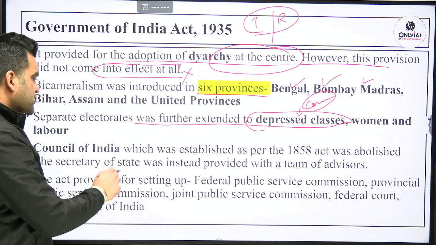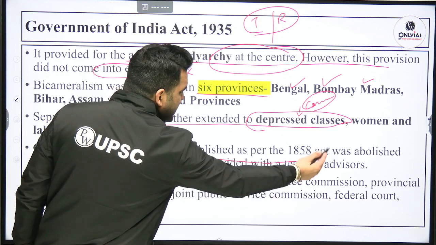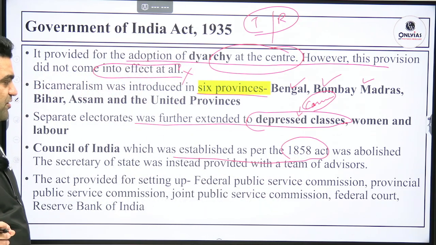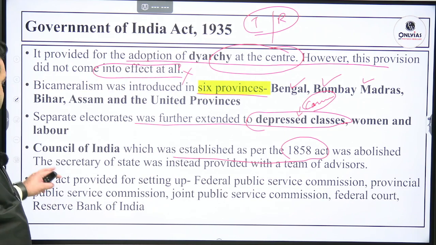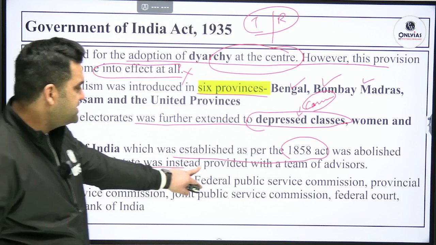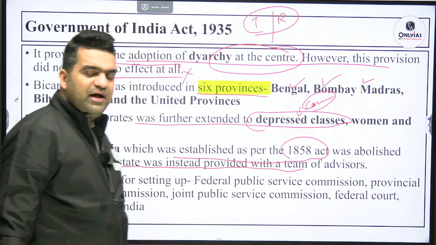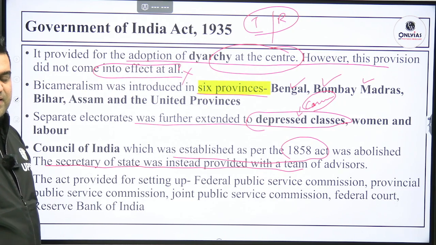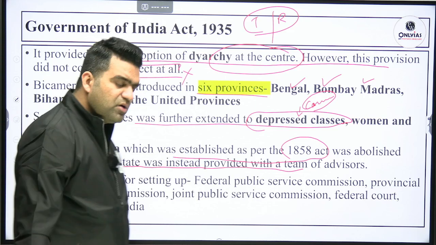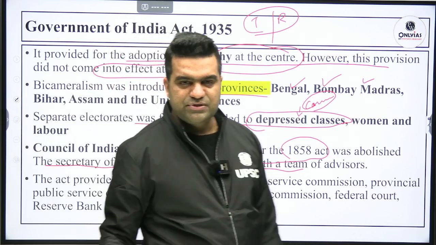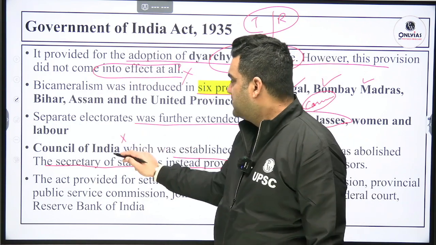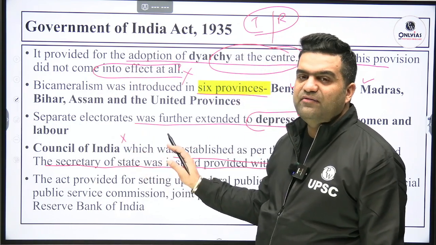Done. Council of India, which was established as per the Act of 1858, was abolished. The Secretary of State was instead provided with a team of advisors. Secretary of State will be provided with the team of advisors, no longer Secretary of State in Council. Done. Council of India was abolished. Secretary will just be having advisors.